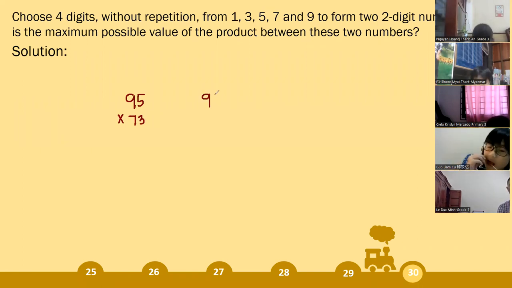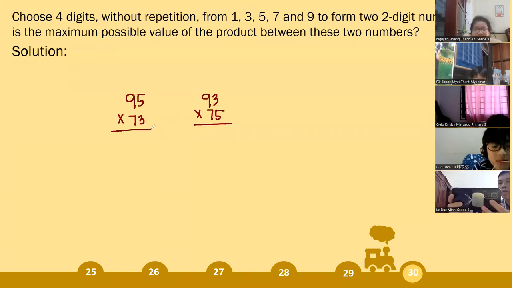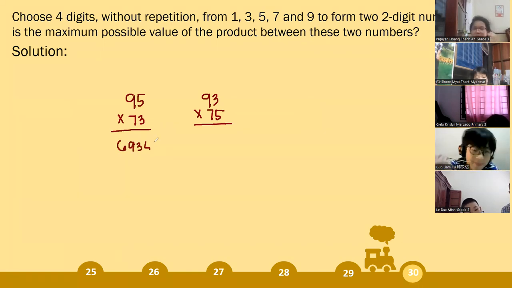That can be 95 times 73, or 91 times... Why 91? Why would you use 1 when you have bigger digits? So you have 95 times 73 and 93 times 75, which will give you a bigger answer. The second one. The same digits, 6, 9, 3, 5, are all the same. And that's the answer.